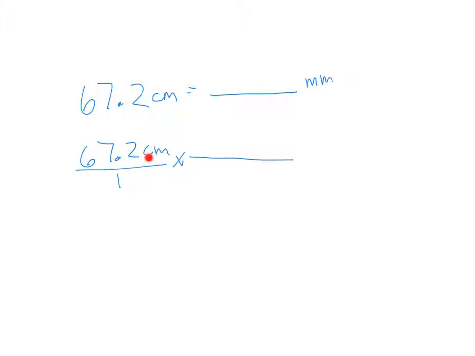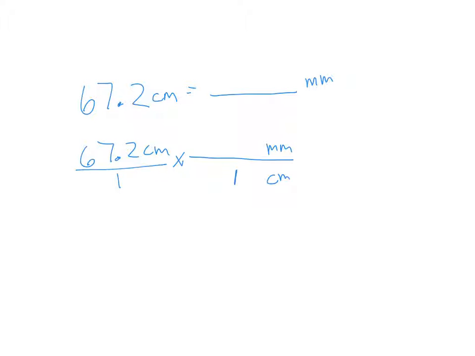The unit we start with is on the bottom. Centimeters is in the bottom. The unit we're converting to is in the top. So millimeters is on top. Now you have to ask the question, which one of these is bigger? Well, if you look back at your list, milli is on the bottom of the list. Centimeter is the next up from the bottom. So centa with a value of 100th is bigger than milli with a value of 1,000th.